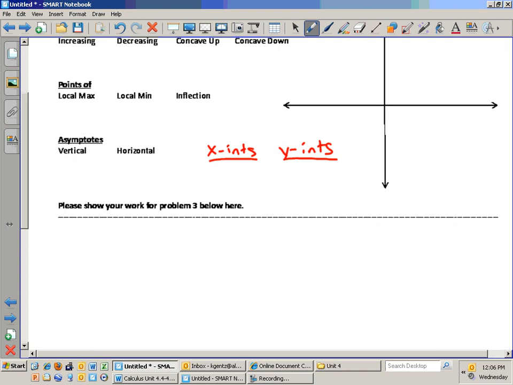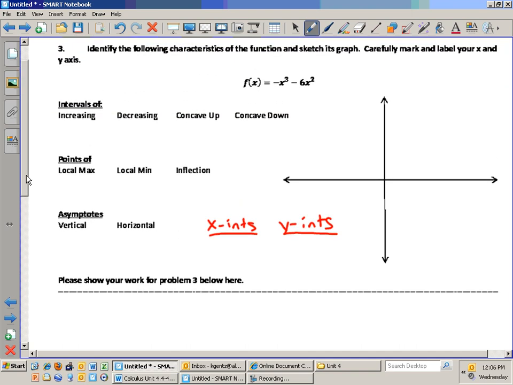How about x-intercepts and y-intercepts? Let's start there. If I want to find a y-intercept, that's the easiest one. How do I find a y-intercept? Plug in 0 for x. And if you plug in 0 for x, 0 to the third minus 6 times 0 squared, yada, yada, you get 0. Y-intercept is 0.